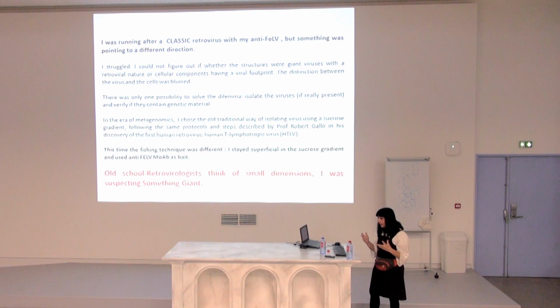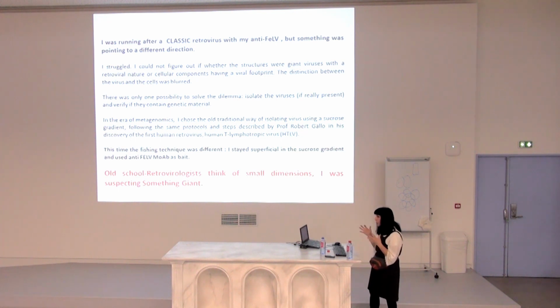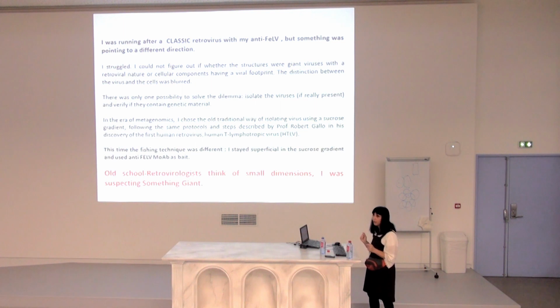So I was running after a classic retrovirus with my anti-feline leukemia virus, but something was pointing in a different direction. I was working on tissues, but I really had to solve a big problem. I had to isolate the virus, if really present, and verify whether we had genetic material inside. We didn't know. In the era of metagenomics, I chose the simple, old sucrose gradient. I picked from the shelf an old paper from PNAS by Professor Gallo, in which he described the discovery of the first human retrovirus, the human T lymphotropic virus.